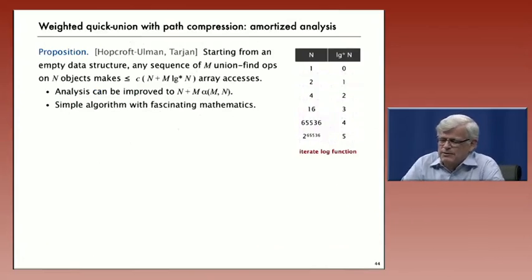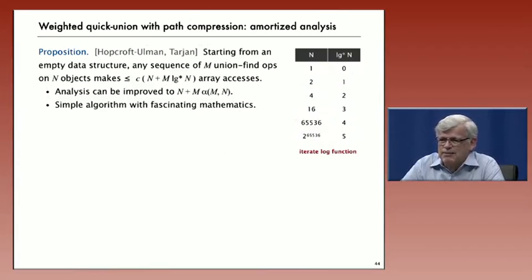Now, this algorithm people discovered rather early on after figuring out the weighting, and it turns out to be fascinating to analyze, quite beyond our scope, but I mention this example to illustrate how even a simple algorithm can have interesting and complex analysis.